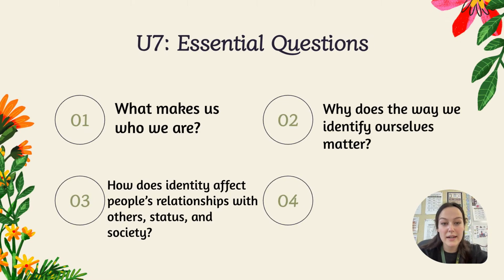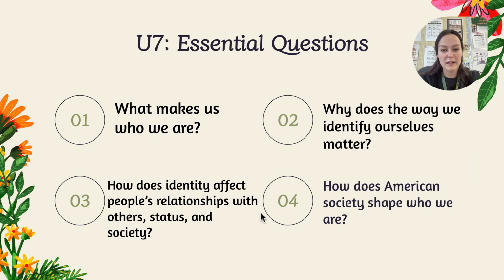Our next one is, why does the way we identify ourselves matter, right? Do you think it's important, and why? And then our last question is, how does American society shape who we are? So thinking specifically of American literature, and American identities and American stories within, what does being American do when shaping who you are as an individual? So these are our essential questions, right? We are going to use these throughout the unit. We're going to think about them, and we will hopefully be able to answer them strongly by the end.